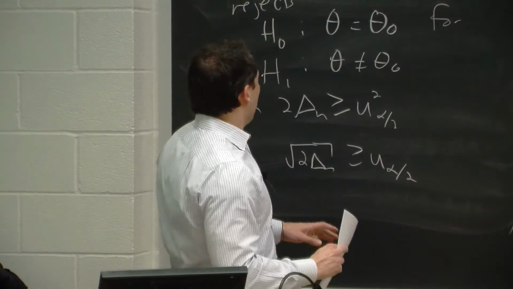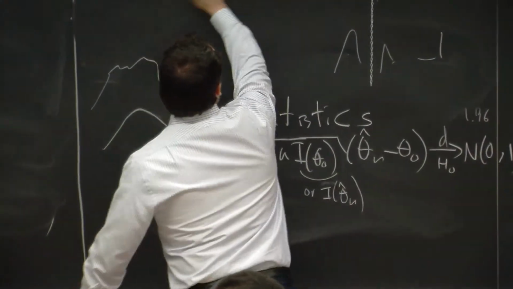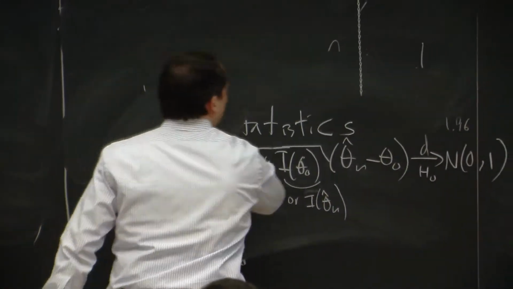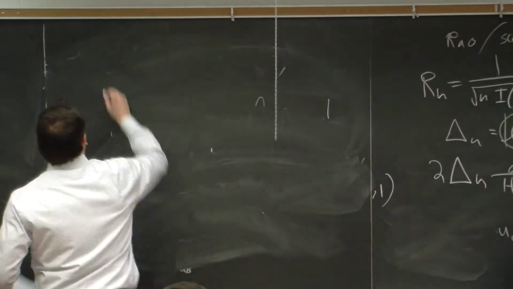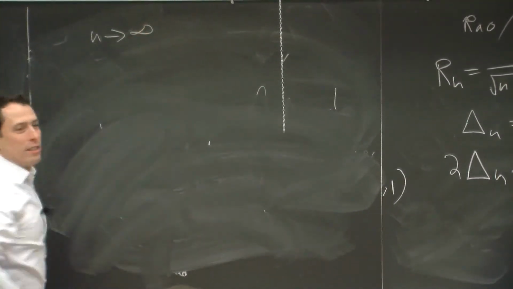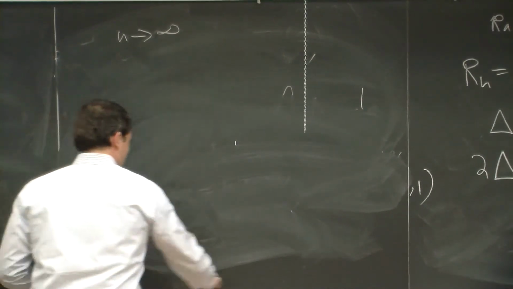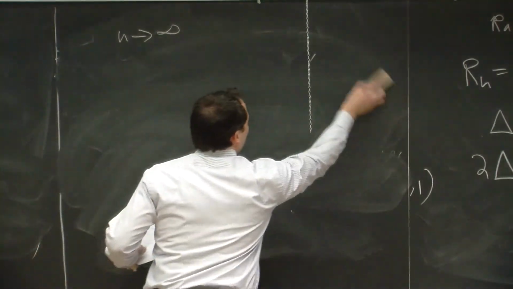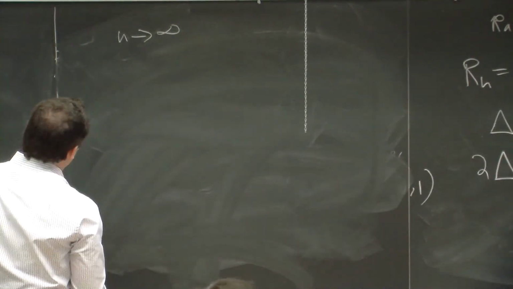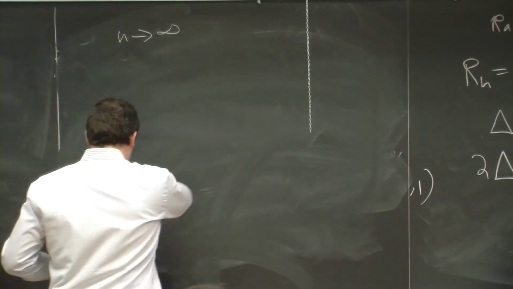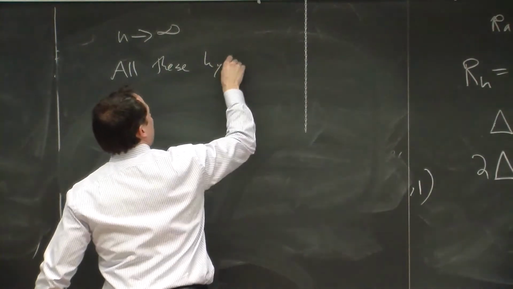One of the things that happens is that when our sample size gets big, when n goes to infinity, in the super long run everything is always okay, right? The heat death of the universe, and all our assumptions are satisfied. So when n goes to infinity, all these hypothesis tests will agree.